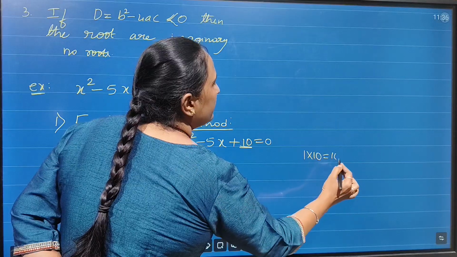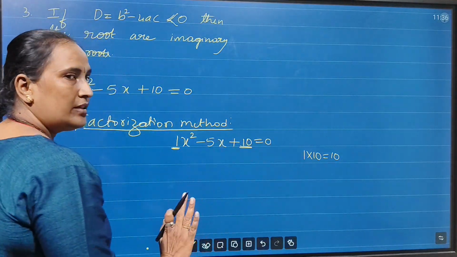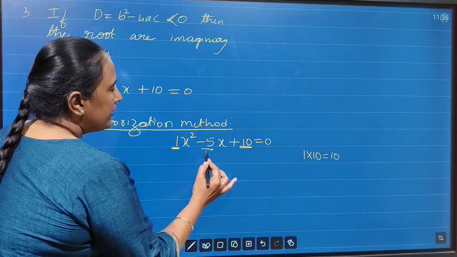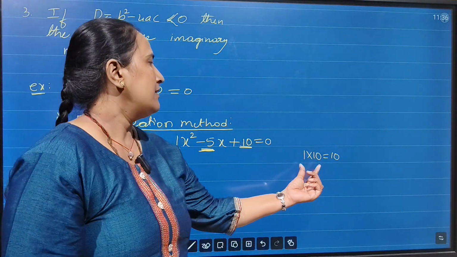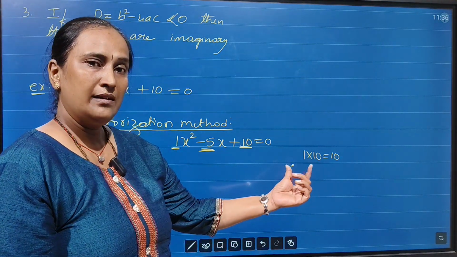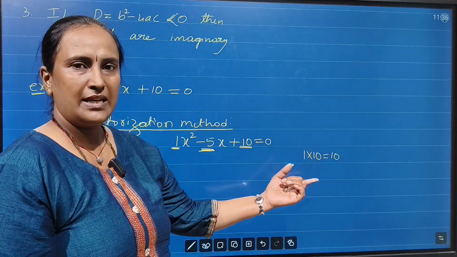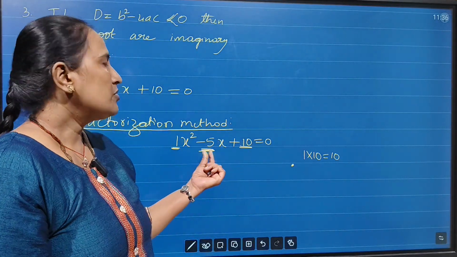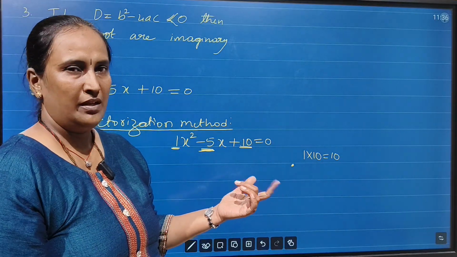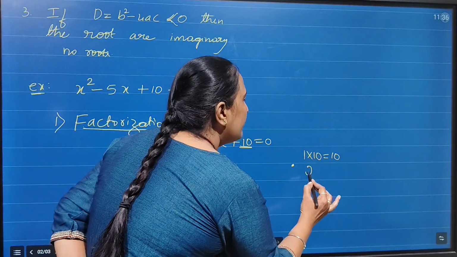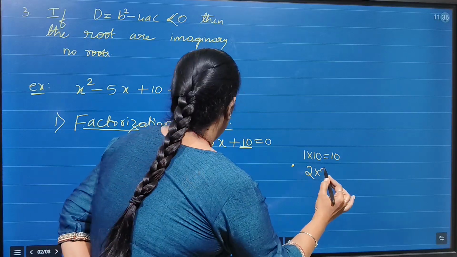Find the product, what do you get? 10. The product we get is 10, but the sum or difference we want is minus 5. First check, 10 plus 1, how much do you get? 11. This case is not possible because we want minus 5. That's why we move on to the next two numbers. We got 2 into 5. 2 5s are what?